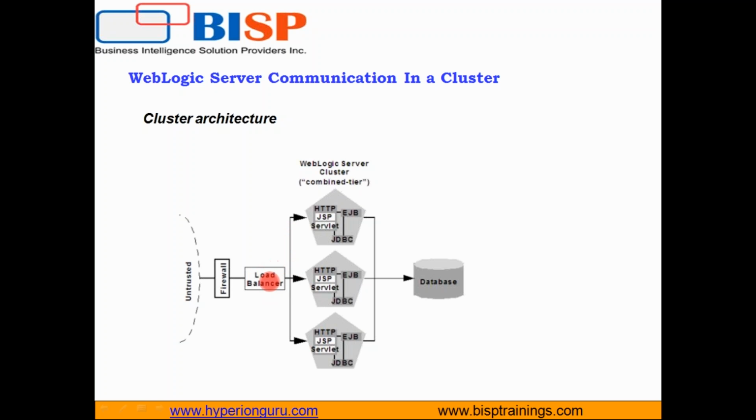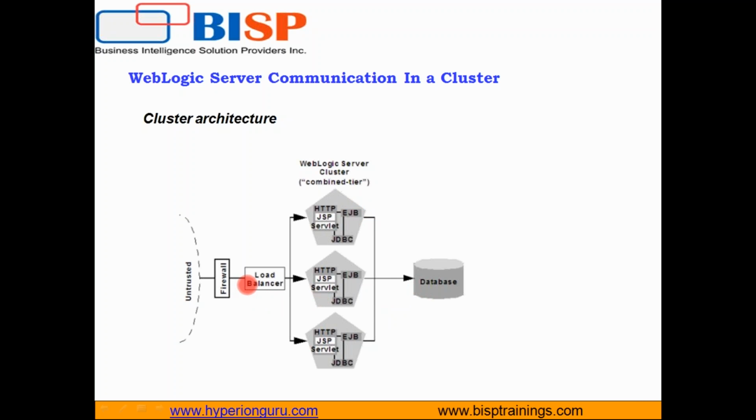Using that load balancer, a request can be sent to these managed servers, which internally have their own set of communication mechanisms. In this case, we will have HTTP, JSP, servlets, EJBs, JDBC. These are the objects across. Consider this is one managed server, this is another managed server, and this is another managed server. So three managed servers, which in turn will be connected to the database.